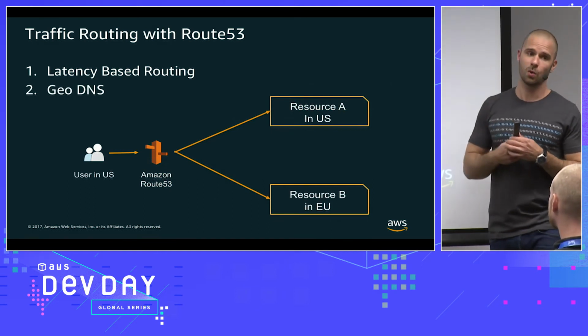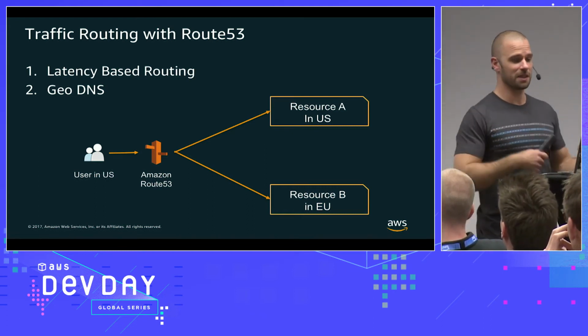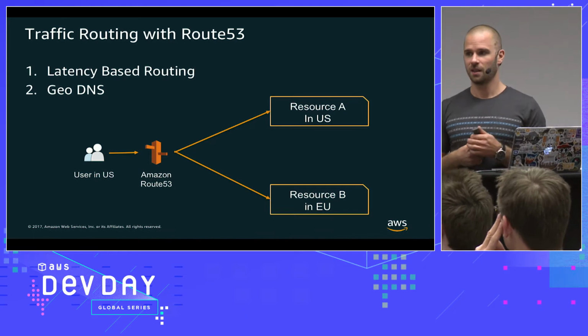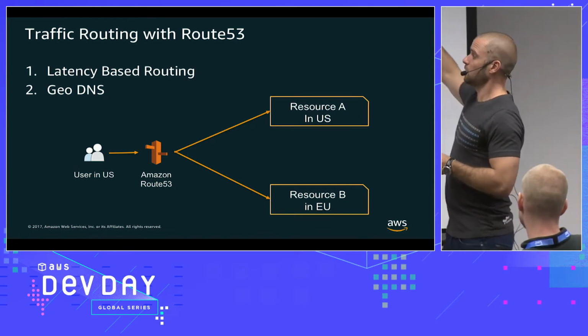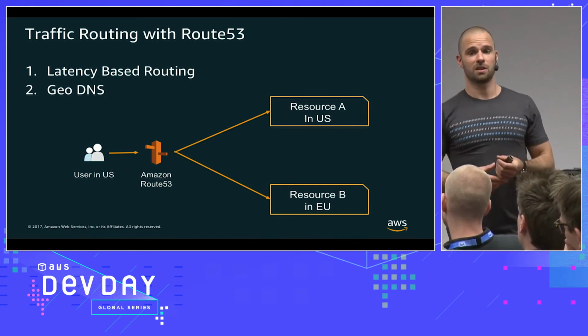Then you have GeoDNS, which seems like it should be the same as latency, but as I explained, sometimes it's not, because of the way the internet is routing. You can decide to orient all your users that are in the EU to a resource that sits in the EU.